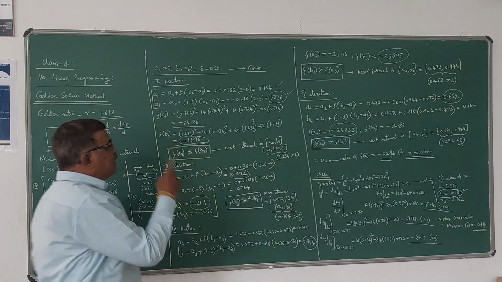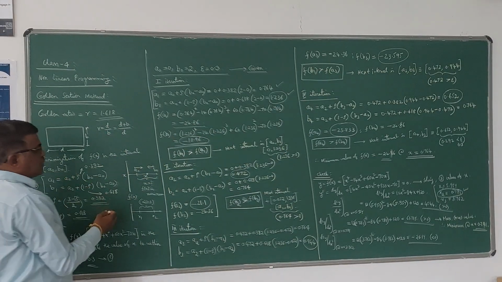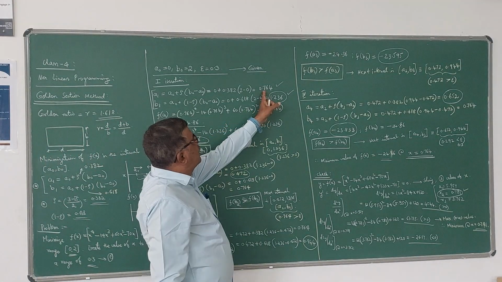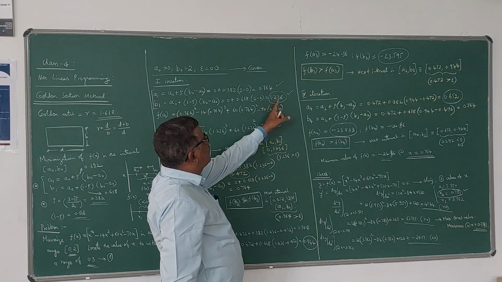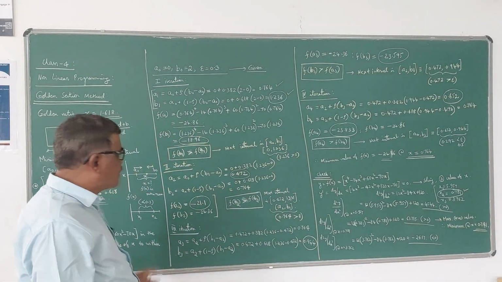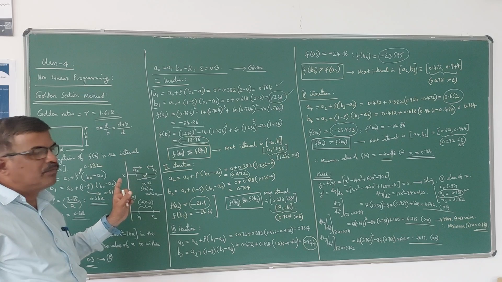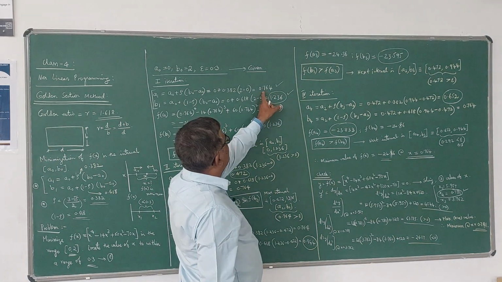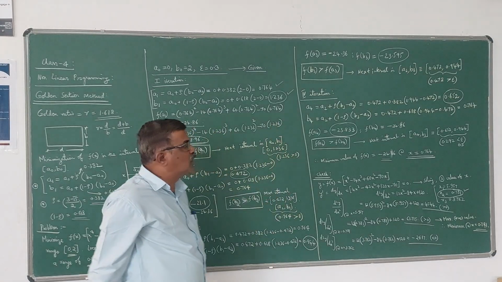You can see that now that range is narrowed. So 0 to 2 has become now 0.764 to 1.236. So we are narrowing the range. So initial range was 2 minus 0, that is 2. Now the next range is 1.236 minus 0.764, it is less than 2 now.